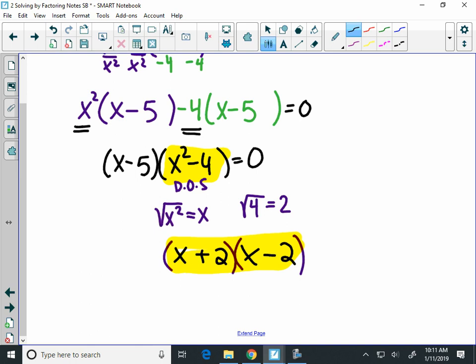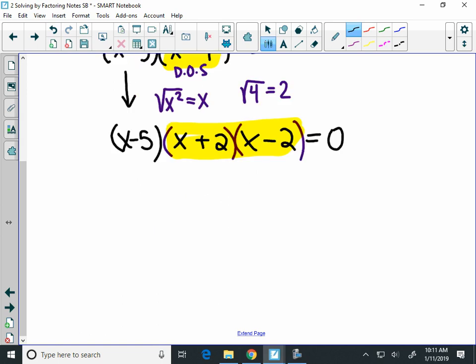We have a positive and a negative. Now this other factor, x minus 5, still stays there. It is still part of the solution to our polynomial. So we have 3 factors now. And remember, the zero product law says to solve this, you take each factor and set them equal to 0. Because that's going to allow us to find possible x values that make the equation equal to 0.